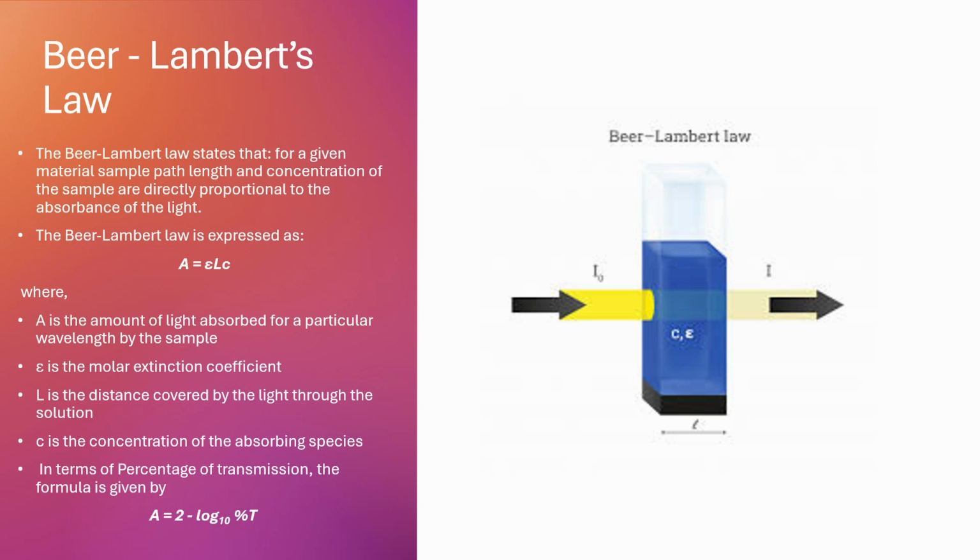There is another formula to represent Beer-Lambert's law in terms of percentage of transmission, and that formula is given by A = 2 − log10(%T), wherein T stands for transmission.